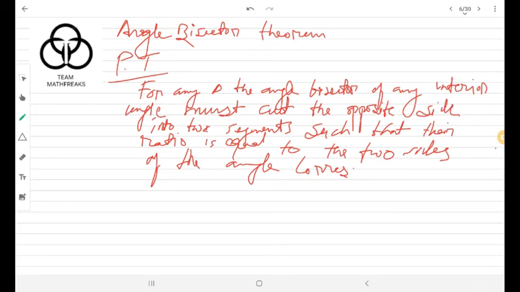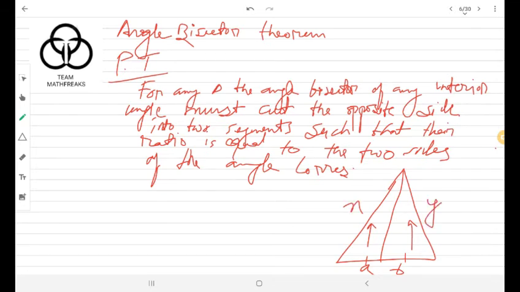I know my handwriting is really ugly. That means if you are given a triangle, this is the angle bisector, and these two segments formed have a ratio, let it be A and B, equal to the corresponding sides of the angle, let it be X and Y. That means A by B equals X over Y. This is the angle bisector. You have to prove this using what we have learned here.